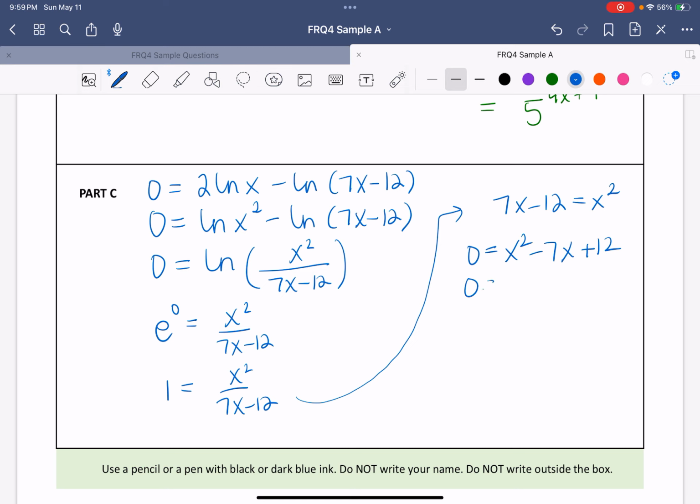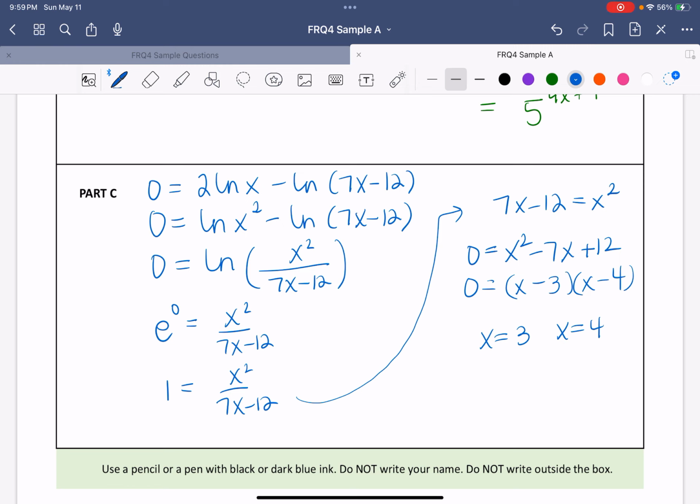And then we factor. So I'm looking for two numbers that multiply to 12 but add up to negative 7. So that's going to be 3 times 4. Yeah, and then they're both negative. So when you solve this, x equals 3, x equals 4. Those are our two answers. You need to write them both.